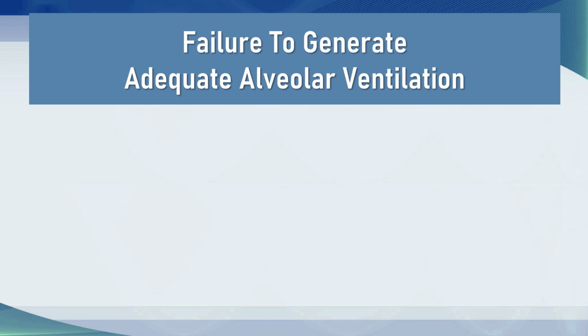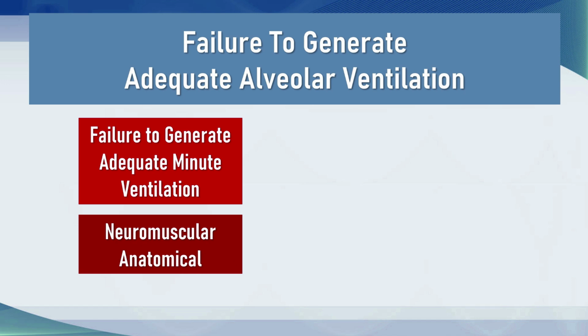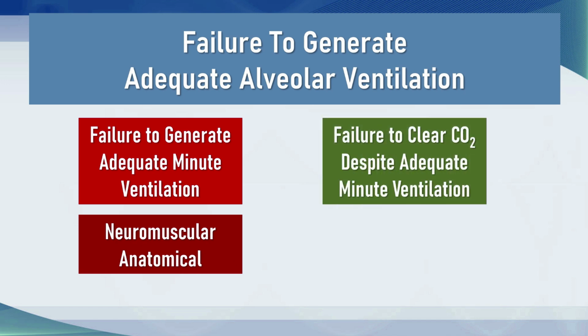Why do patients fail to ventilate? The first reason is failure to generate adequate minute ventilation, and the causes of this are either anatomical or neuromuscular. The second cause is failure to clear carbon dioxide from the airways, usually despite adequate minute ventilation. And when I say minute ventilation, I mean the tidal volume times the respiratory rate. This is measured on all mechanical ventilators. We can't directly measure alveolar ventilation. We can only measure minute ventilation and hope that the two of them match somewhat.